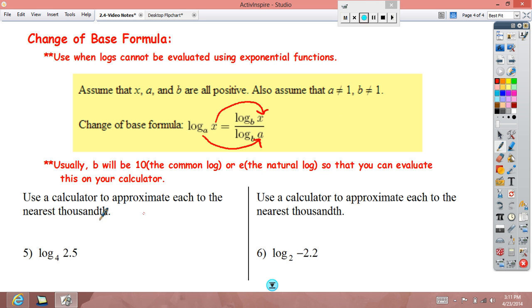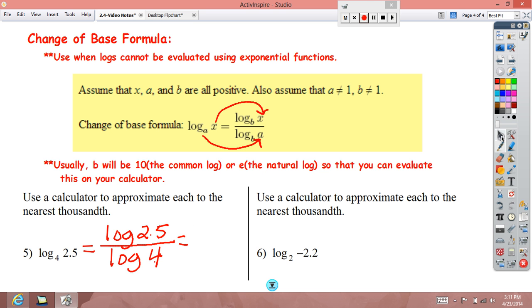Use a calculator to approximate each to the nearest thousandth. So log base 4 of 2.5. So this is A and this is X, right? So this equals log base B. All right, well, usually B is 10 or e. So I don't really have to write B. I can just write log of 2.5, right? X is the one in the numerator, so that's 2.5, over log of 4, because that's the base, that's A here, which comes here. And that you evaluate on your calculator, okay?